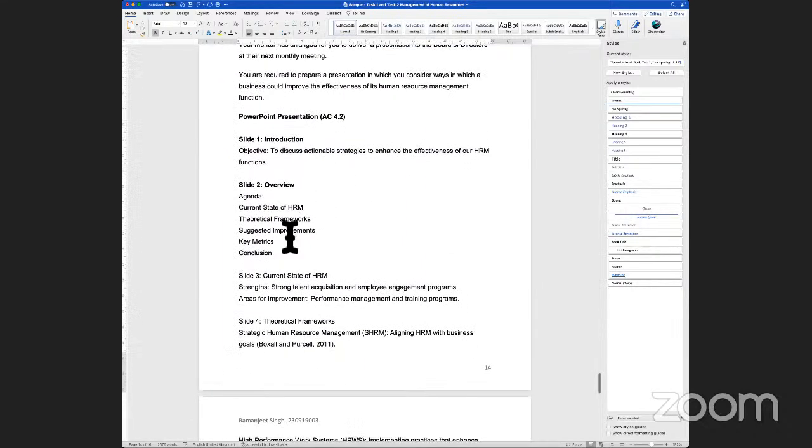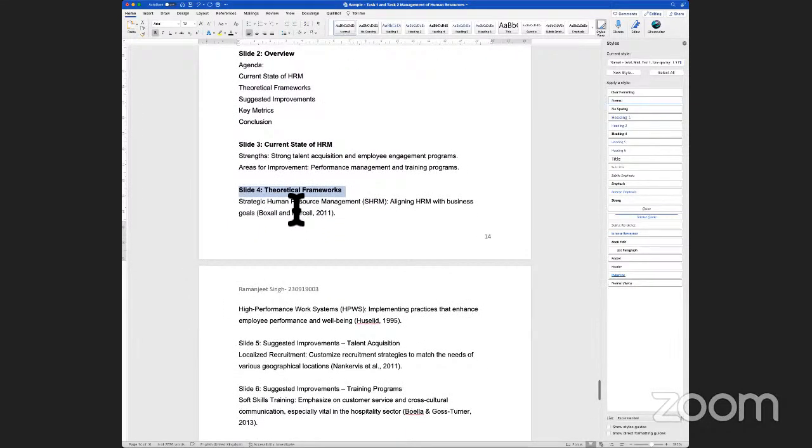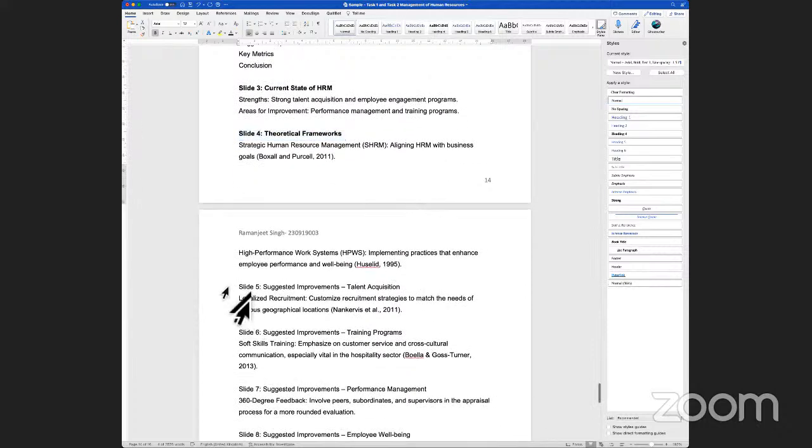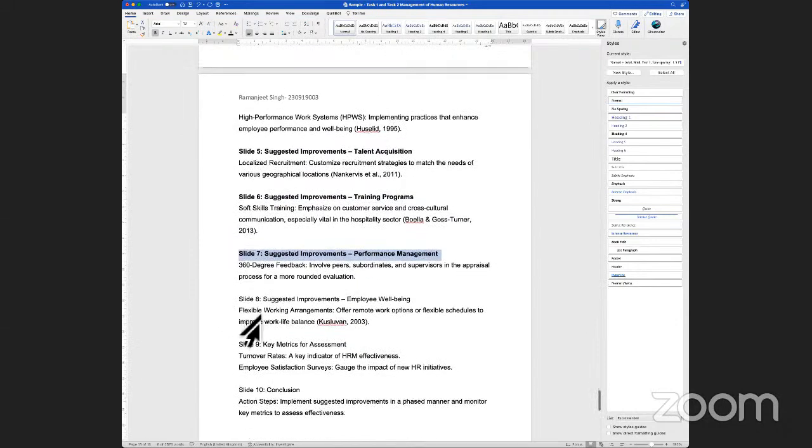So I do an introduction slide, then I do an overview, and I talk about the current state of HRM within the organization, and theoretical frameworks like the Harvard model, and how it helps me in aligning the business strategy with the organizational strategy. Then I'm making recommendations of where the HR needs to improve. We need to improve in talent acquisition, improve in delivery of the training programs, look at improving performance management and how it is measured using 360 feedback, and also employee well-being. That means work-life balance has to be promoted within the organization. And these are suggested improvements that you're making to the board of directors.